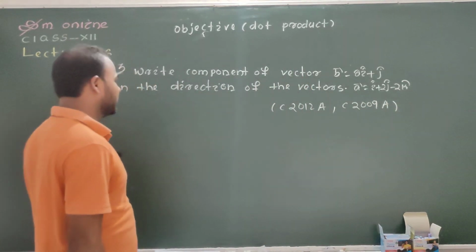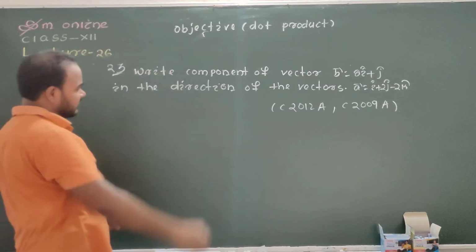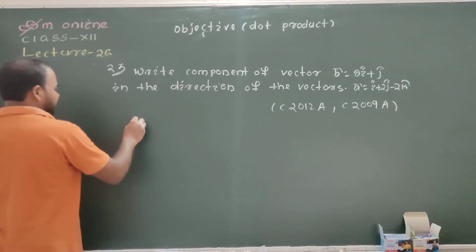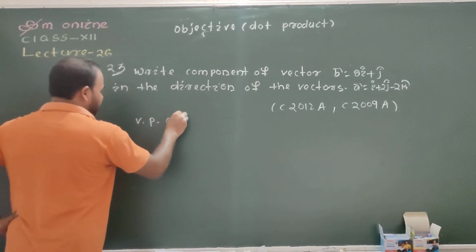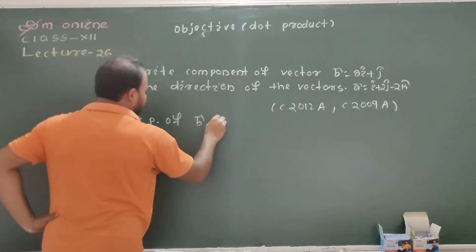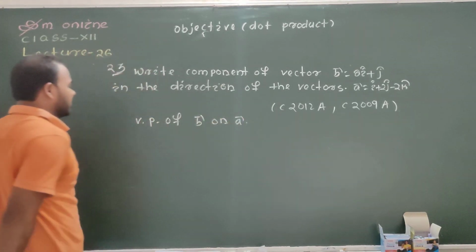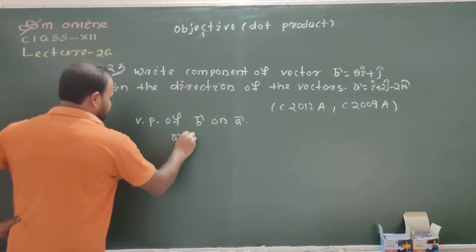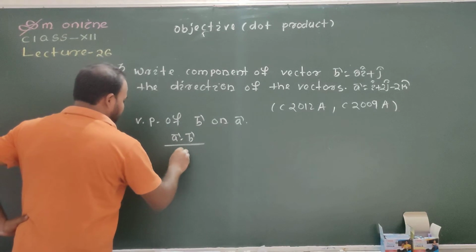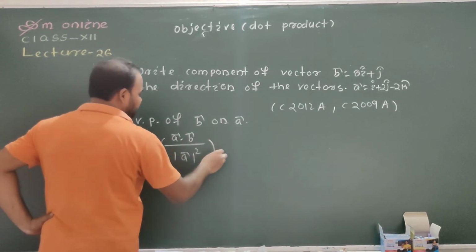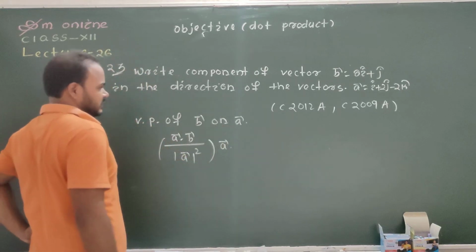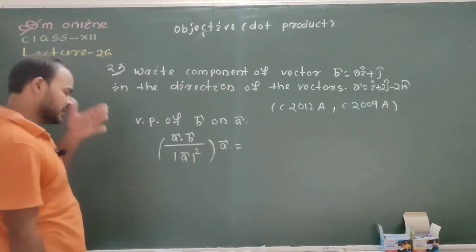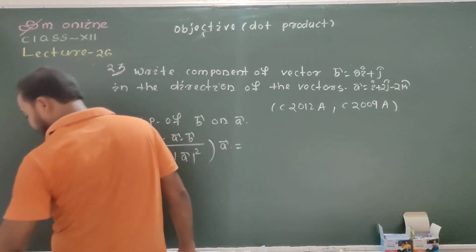Regarding the theory, the component of a vector is parallel and perpendicular. That means we have to find the vector projection of vector B on vector A. This is its meaning. Vector projection of vector B on vector A is equal to vector A dot vector B upon magnitude of vector A square into vector A. So find its value and get the answer. Now move to question number 24.